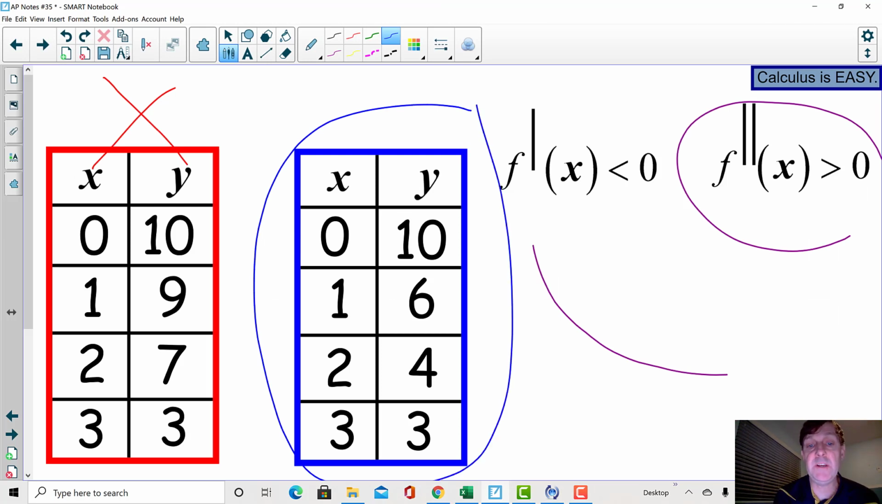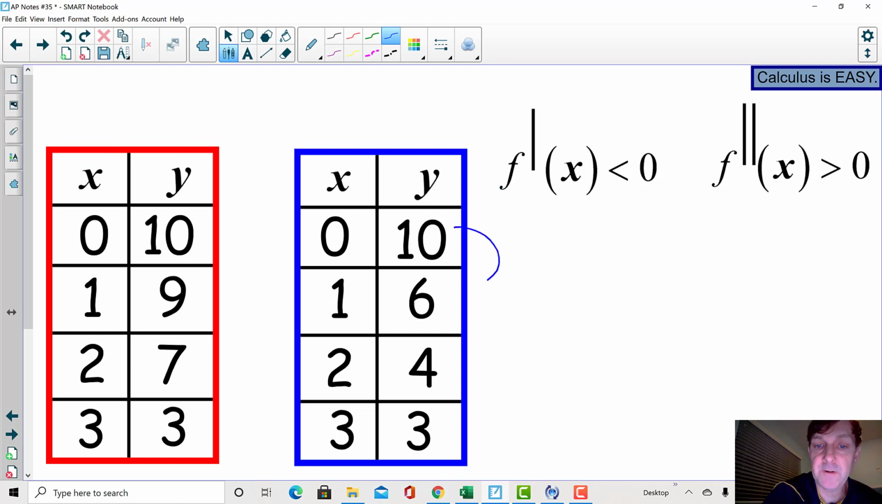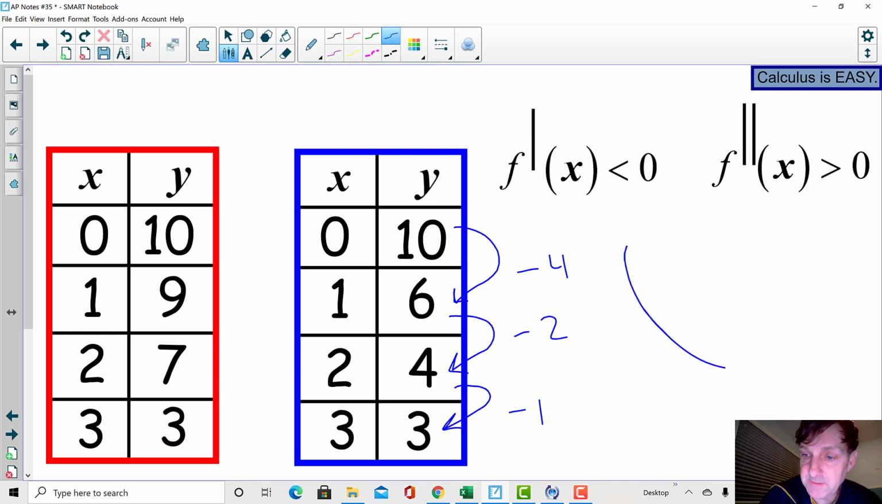The blue table is decreasing, but it's decreasing by less every time. At first, it decreases by 4, but then it only decreases by 2, and then it only decreases by 1. So that's going to be decreasing by less every time. So that's decreasing and concave up. Final answer is the blue table.